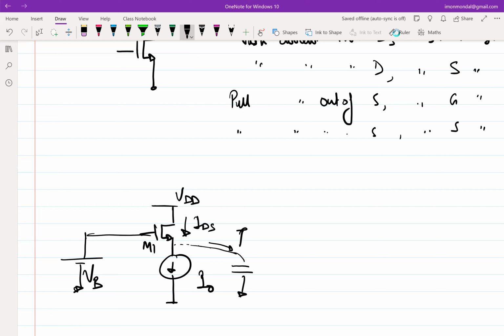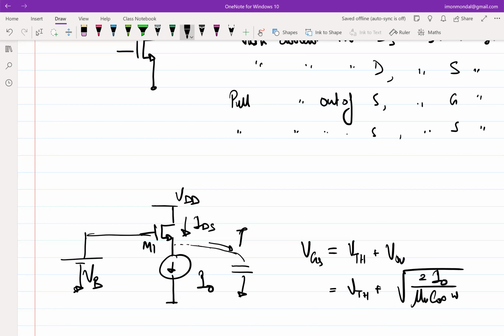Right? So what will be the VGS? Your VGS under settled condition will be equal to threshold voltage plus overdrive, where the overdrive is under root 2 I naught by mu n C ox W by L. Okay. So, any questions about this?